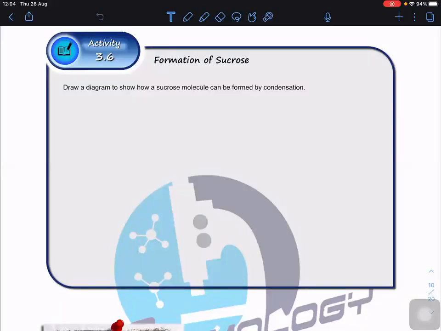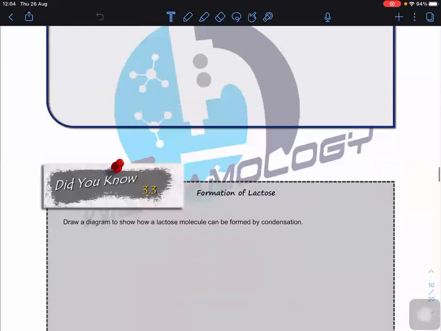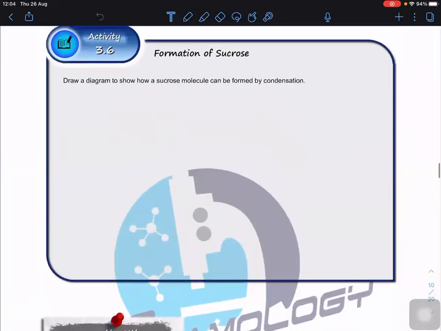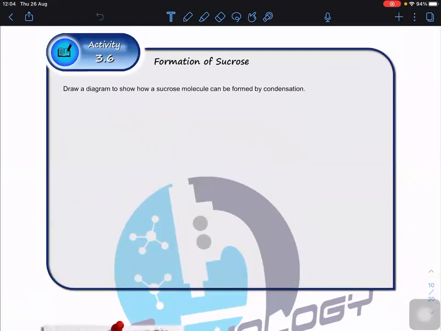Okay, so we continue from the previous lessons. When we look at disaccharides, we have done the formation of maltose. Then today, in these lessons, we're going to look at the formation of sucrose and then the formation of lactose. And then we're going to discuss why maltose and lactose are reducing sugars, but sucrose is not a reducing sugar. But how do we test for this non-reducing sugar?